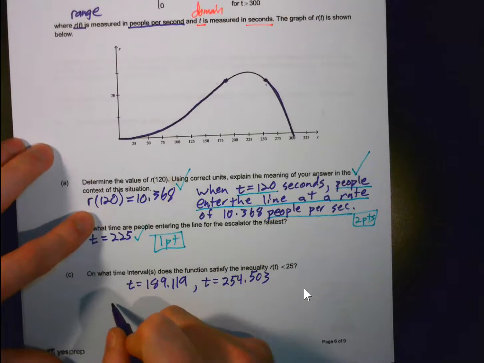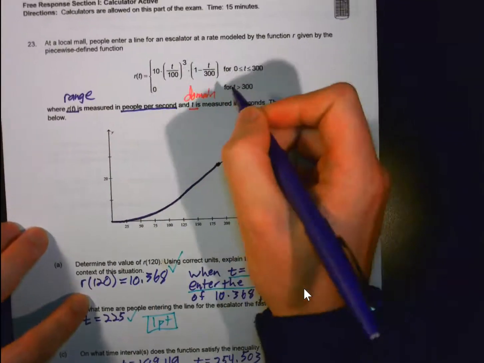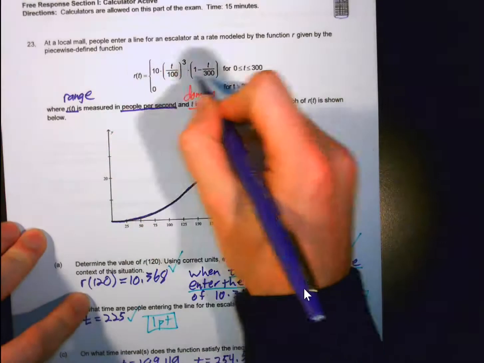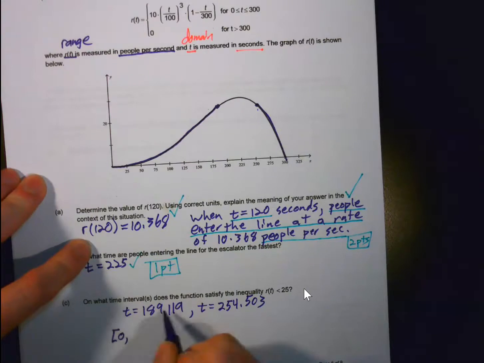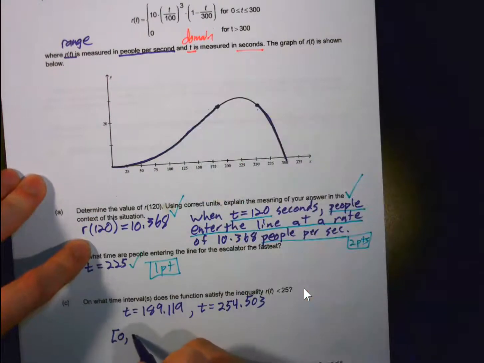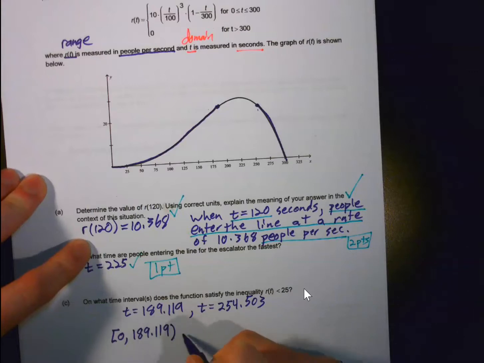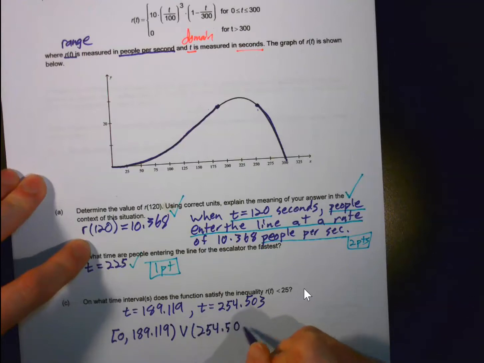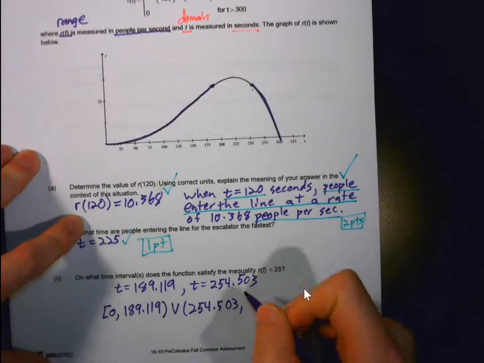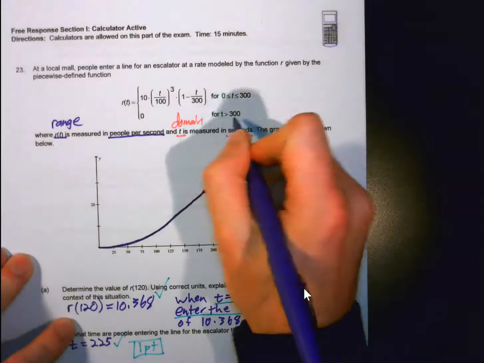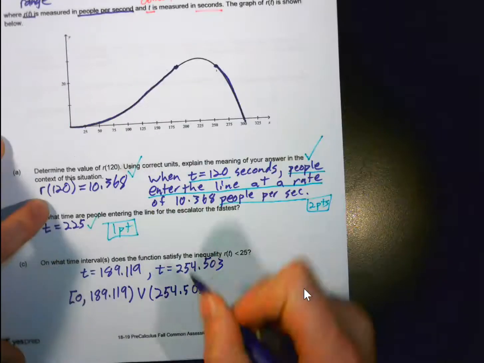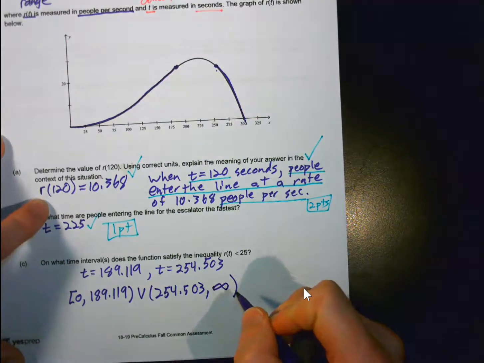It's going to be all the times from, and should I include the 0? Let's think. Well, 0 is allowed in my r of t, so yes, I should include the 0. I'm going to start at 0, go all the way up until I hit the 189.119, and then I'm going to union with the 254.503, and I'm going to keep going all the way on until, well, I could stop at 300, but it really keeps going past 300 and goes all the way on to infinity right here.